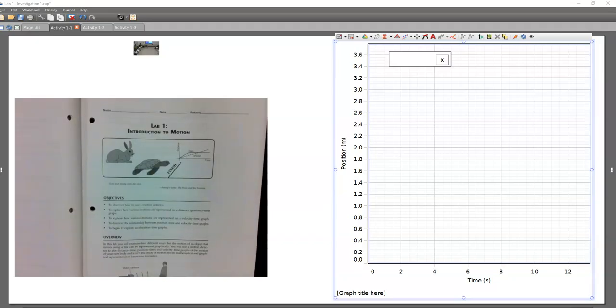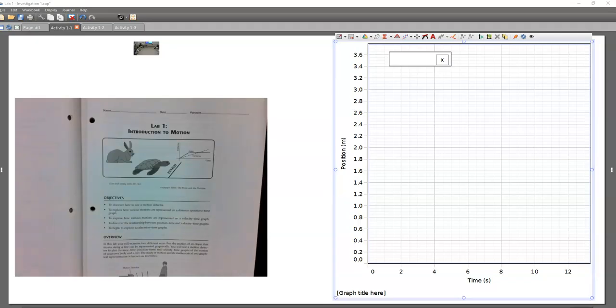Introduction to motion. The purpose of lab number 1 is to discover how to use a motion detector, to explore how various motions are represented on a distance or position versus time graph, to explore how various motions are represented on a velocity time graph, to discover the relationship between position time and velocity time graphs, and to begin to explore acceleration versus time graphs.